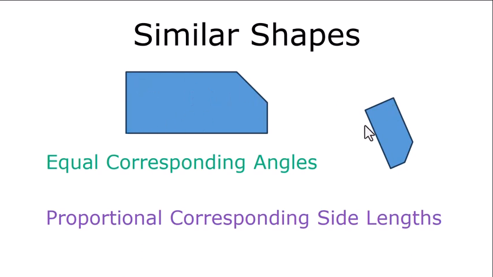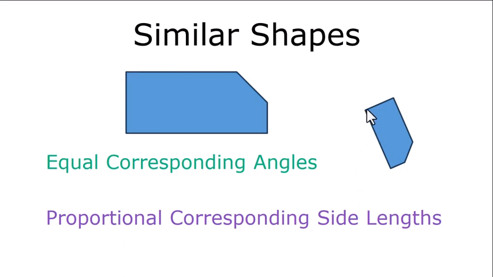Same thing with these two angles. This one right here corresponds to this angle over here, and both of these angles are equal. So that meets the equal corresponding angles. If you were to measure all of the other 3 angles in both shapes, the angles would all be equal. And then the side lengths have to be proportional.